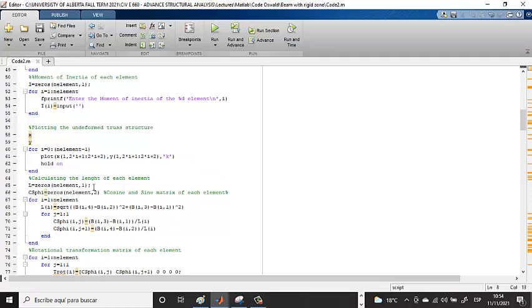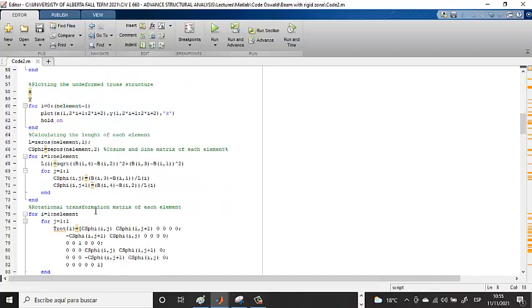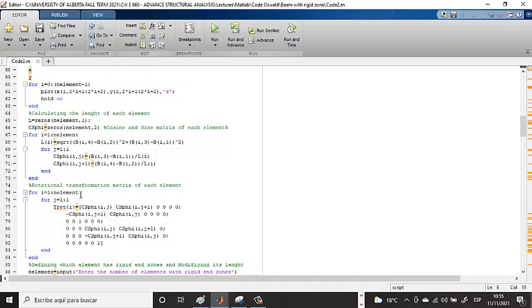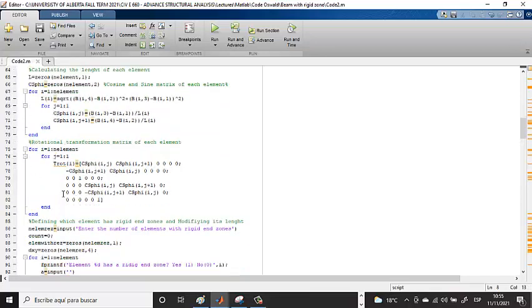The code by itself will calculate the length and the cosine and sine of the angle that each element forms with the x-axis. We need to define the rotational transformation matrix in order to convert the local stiffness matrix to the global stiffness matrix.